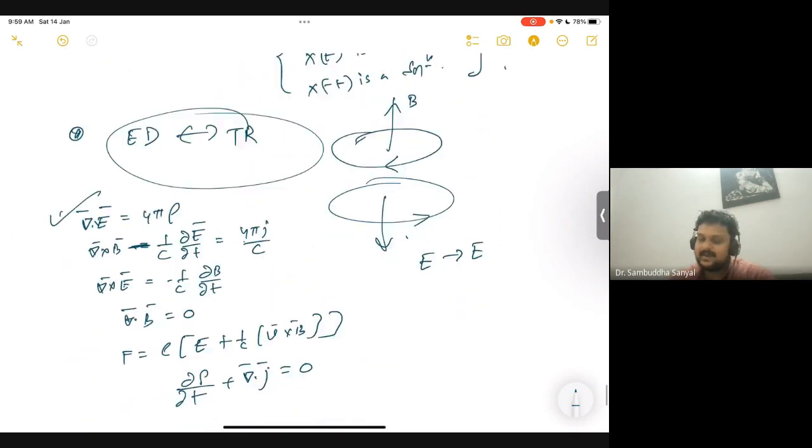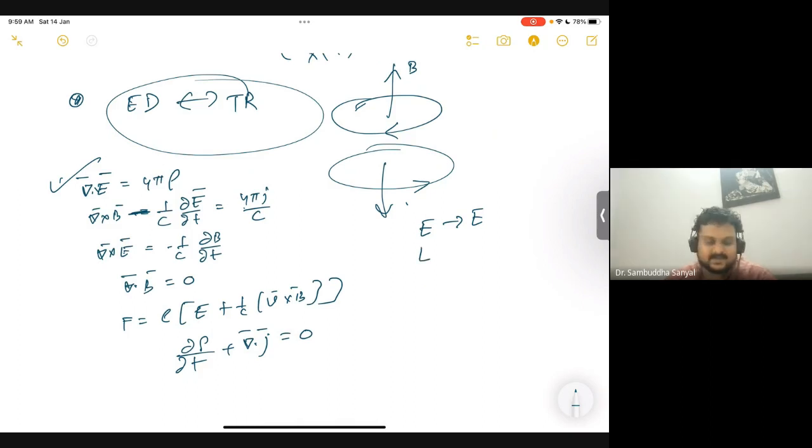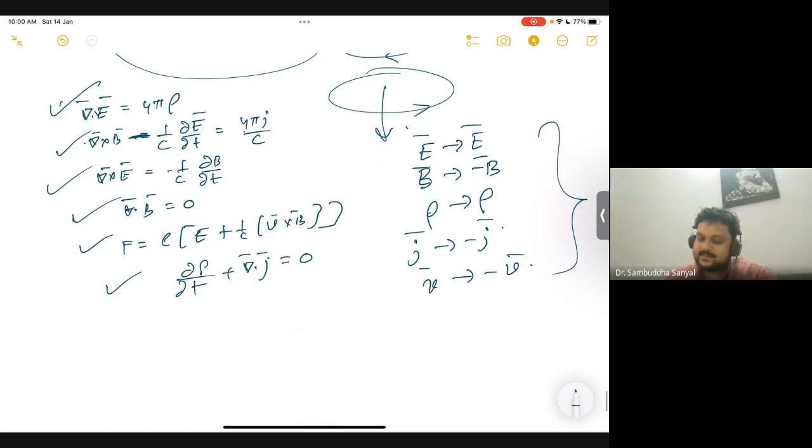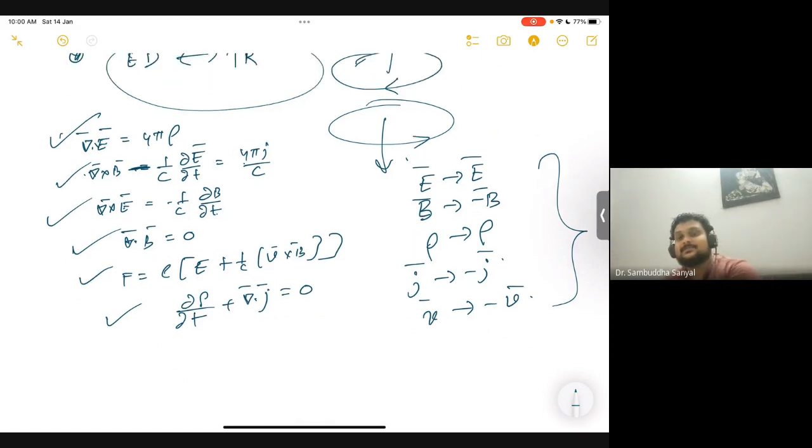had no problem, but ED has this problem because under time reversal, E goes to E, B goes to minus B, rho remains intact, J goes to minus J, and velocity goes to minus v, right? So if you do all these transformations in this set, you will see this equation is protected. This is also protected because this will give minus, minus, and minus. This is also protected because this is minus, this is also minus. This is also protected, and this is also protected. Okay. So ED is time reversal symmetric, but the quantities have to change accordingly.